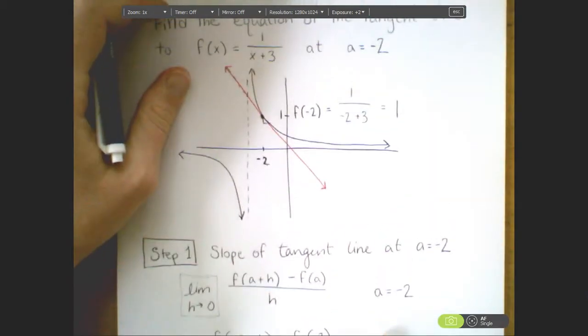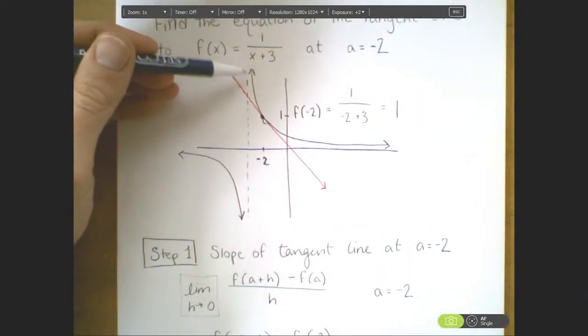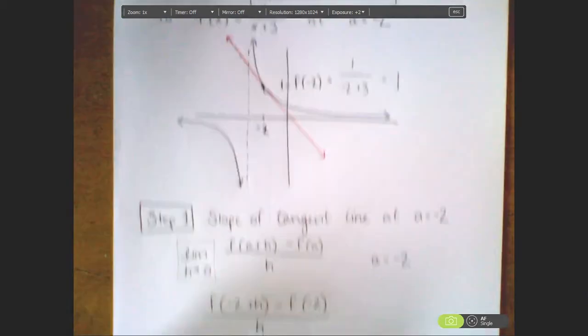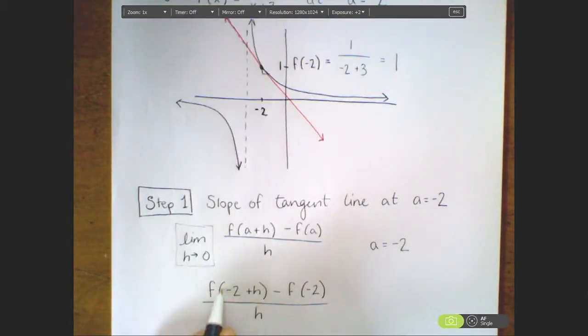Now let's go ahead and plug these values into our function. Our function in this case is 1 divided by x plus 3. So when I plug this into the function, this whole piece is getting plugged in where my x value is. So it's going to be 1 over x plus 3. This whole piece becomes my x value. So I get -2 plus h plus 3.